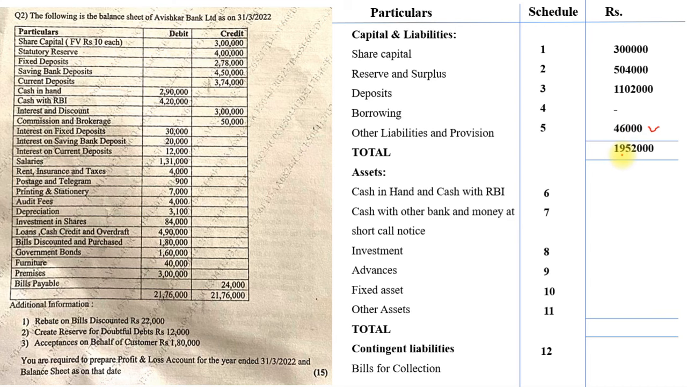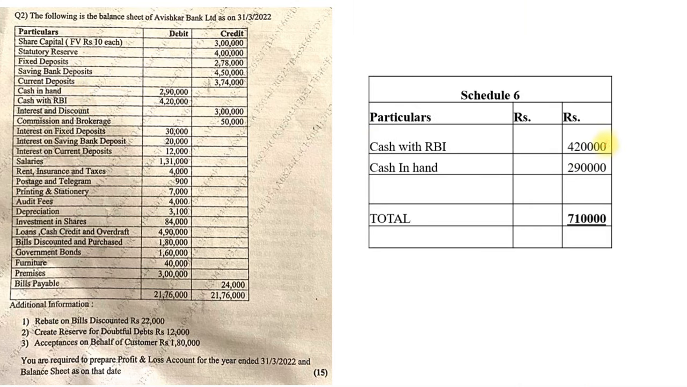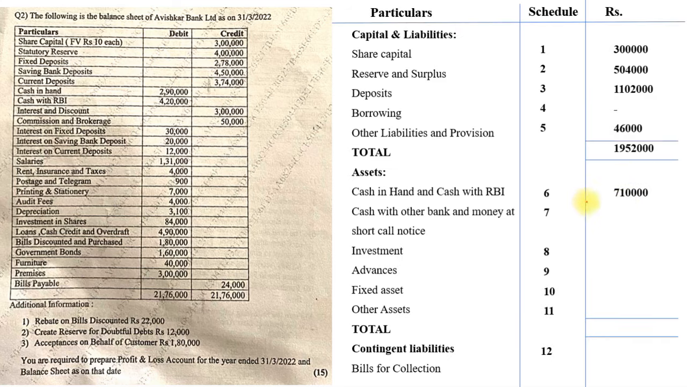Under our asset, we have cash in hand and cash at RBI. So let us look at that. I can see here cash in hand and cash at RBI. So two things are given. We need both those values. So schedule number 6, cash with RBI, cash in hand 420, 290, total comes to 7,10,000. We'll put it in our format, 7,10,000, schedule number 6. Now we have next cash with other bank and money at short call notice.